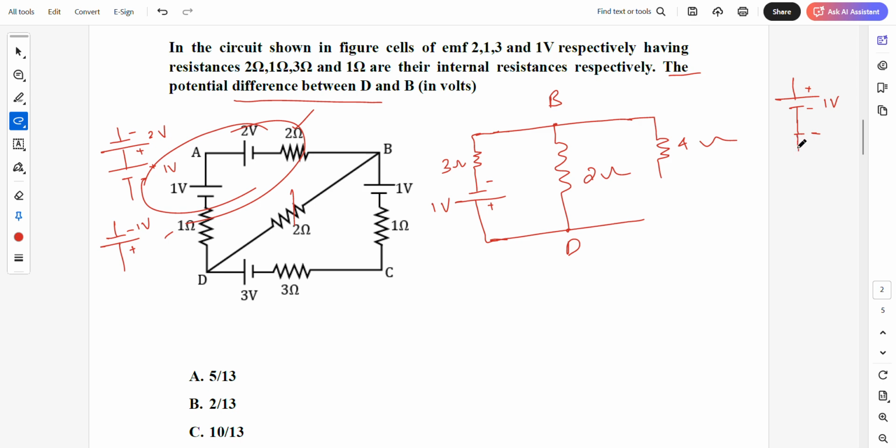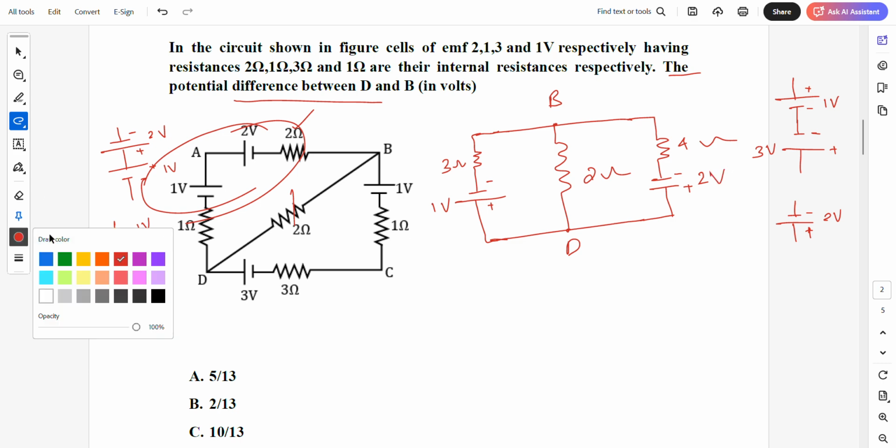And then positive, plus how many volts? 3 volts. Which is dominating? This is dominating, therefore it will be like this only, minus here and plus 3 here. 3 minus 1 is 2 volts, so it becomes a 2 volt battery like this. Minus and this is plus, 2 volts.